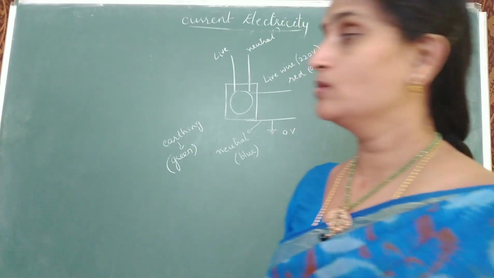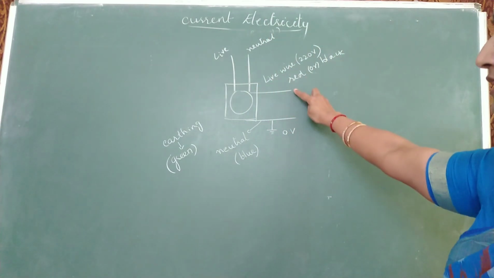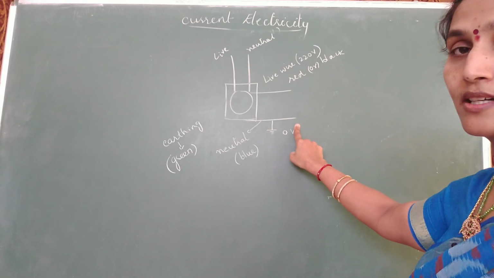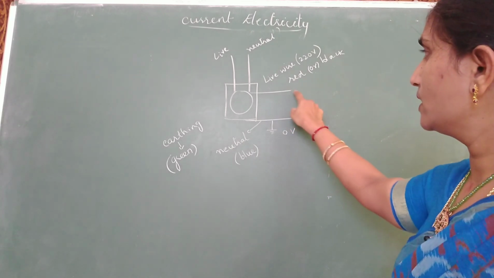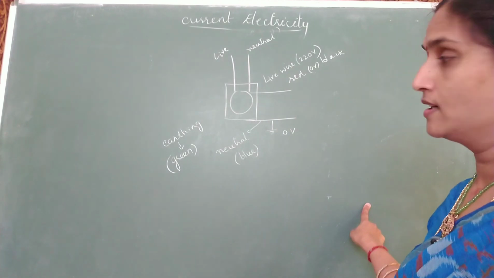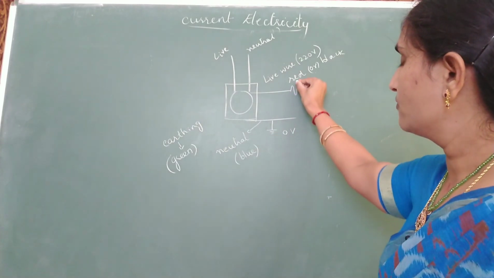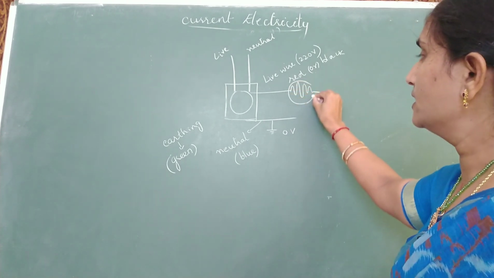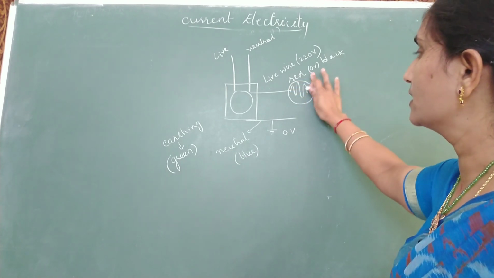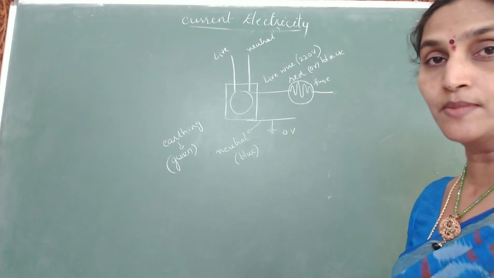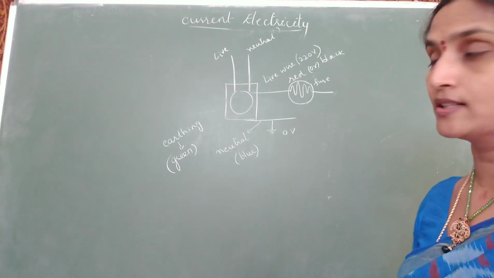I am here showing you two wires, a 2-wire line. One is a live wire and the other one is the neutral wire. Before you give your connections to various rooms of your house, we connect one fuse here. Where is the fuse connected? In the live wire. Sometimes we call this the MCB, main circuit breaker.